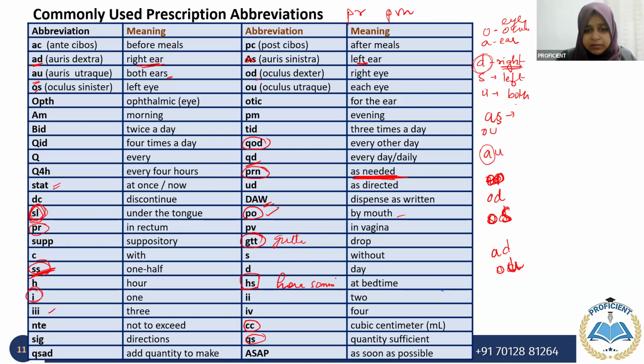Then gutta is what? Drop, right? HS is bedtime. Hora somni means at bedtime, right? Somni is night. But we don't write at night, we write at bedtime, whenever you're going to sleep. Okay, right? CC is what? Cubic centimeter, right? Which is nothing but ml. ASAP is as soon as possible. What is stat? At once, now, no? As needed is what? PRN. Clear, no?